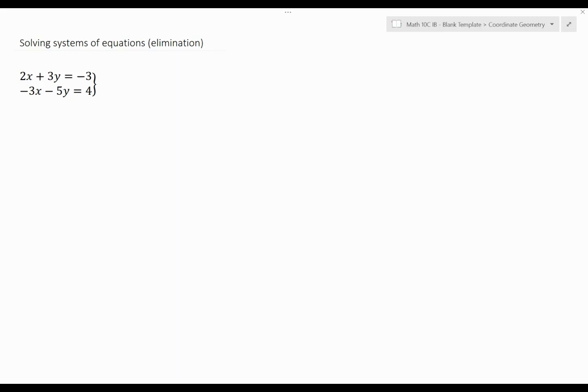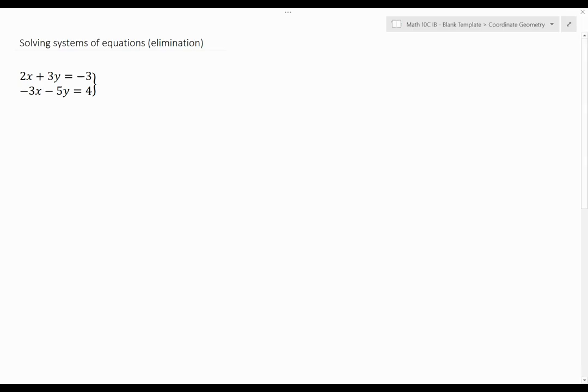In order to use substitution, I have to isolate either x or y in either of these equations. But to do so, no matter which variable I choose and no matter which equation, is going to introduce fractions. Certainly that's acceptable and you're able to do that.